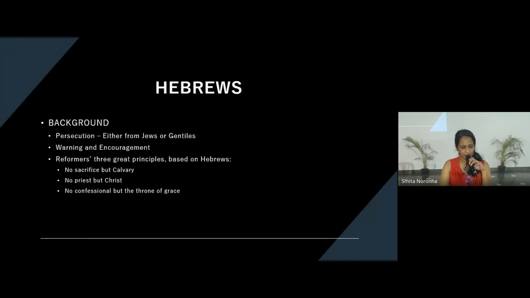Okay, so we'll begin with a little bit of background on the book of Hebrews. Throughout this book, we see that the writer is talking about falling away from the faith or returning to the law. That is because it's written to a persecuted church. Now the persecution may have been from the Jews or from Gentiles. We are not sure. There are a lot of things about this letter that are not certain. The author and the recipients are not certain. There are some things we can conclude from how the book is written, but we don't know exactly where the recipients were. So we don't know whether the persecution was coming from Jews or Gentiles.